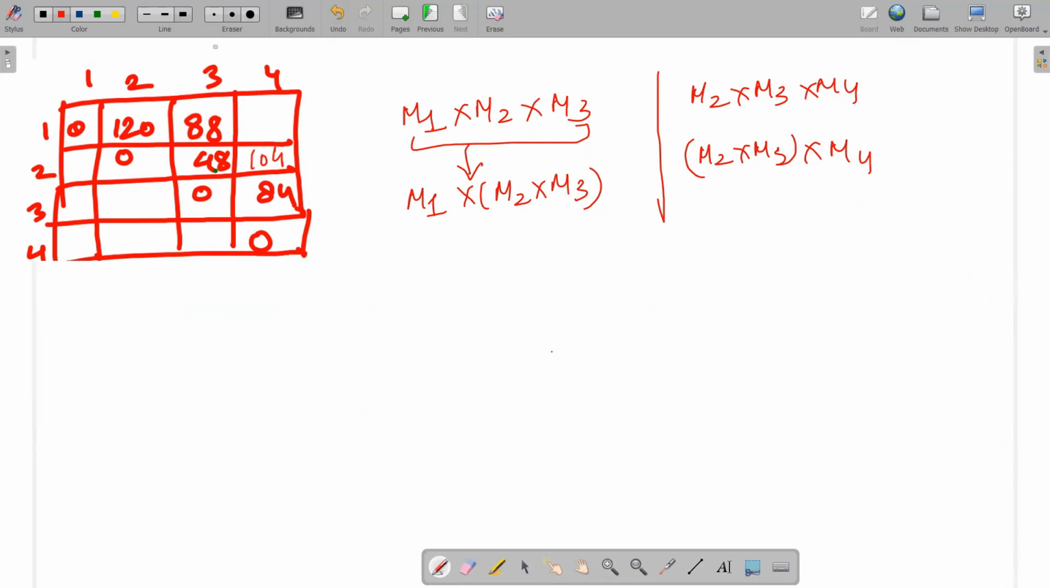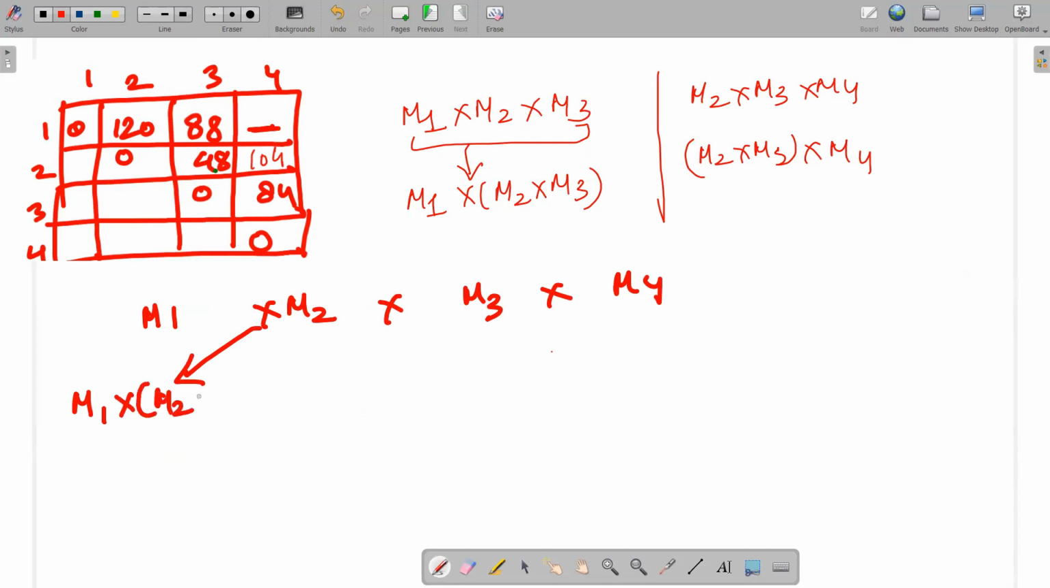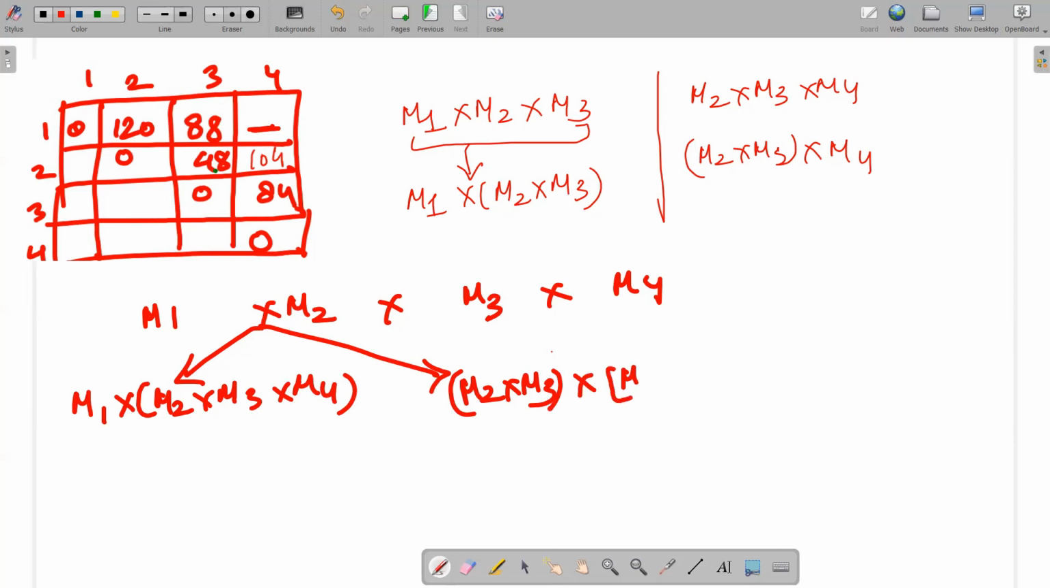So this is what we have got so far. The important point is to calculate this answer. So this answer is calculated as M1 multiplied with M2 multiplied with M3 and multiplied with M4. This answer can be calculated as M1 multiplied with M2, M3 and M4. This is the first answer. The second answer can be M2 multiplied with M3, and the answer is multiplied with M1 multiplied with M2.